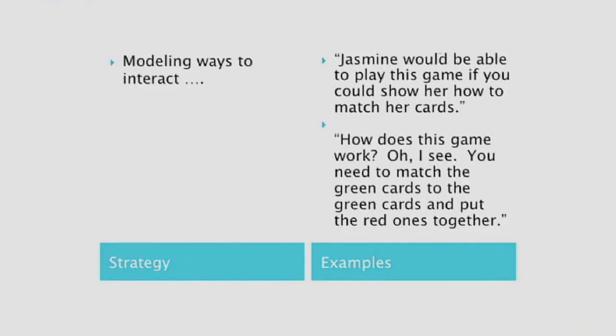Another example would be if we were actually playing the game with the peer and with the student, you might say, oh, how does this work? I see. You need to match the green cards to the green cards and put the red ones together. So in that case, the facilitator is modeling what the peer could be doing, like explaining the situation in a way that's very natural sounding.